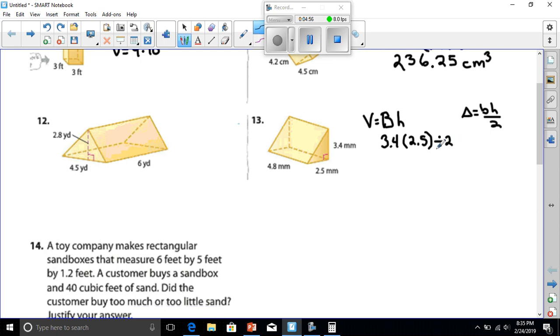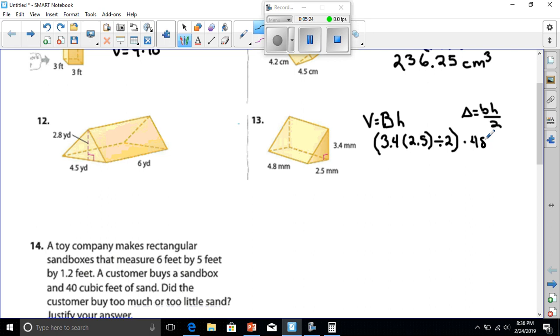Once we do all this, then we'll be able to multiply. I'm not going to make an X because we're not doing baby math here. We would just go ahead and put a dot. We're going to have to multiply it by the height, which is 4.8.